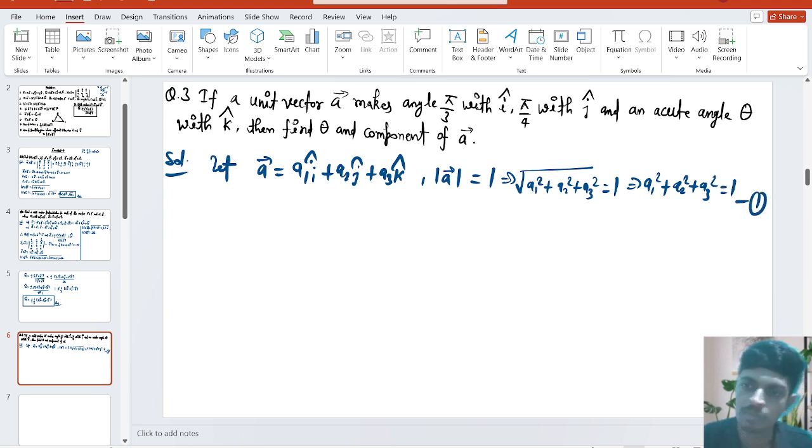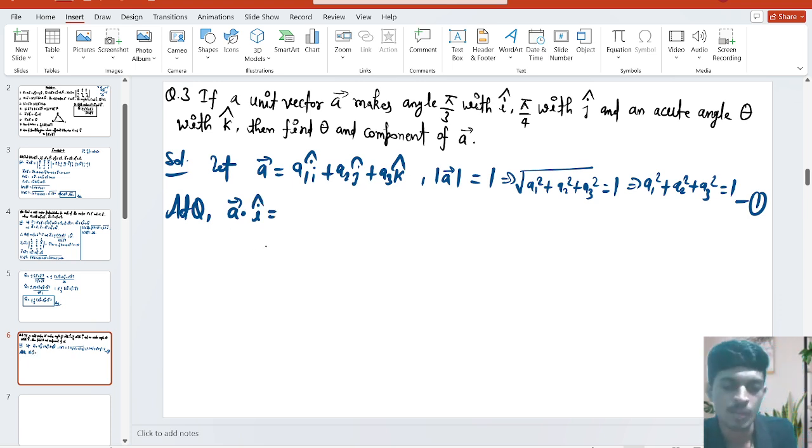Let this be equation number 1. Also, according to the question, the unit vector A makes angle pi by 3 with I cap. So taking the dot product of vector A dot I cap: vector A dot B is equal to modulus of vector A times modulus of vector B times cos theta. So modulus of vector A, modulus of I cap, and cos of the angle between vector A and I cap, which is pi by 3.